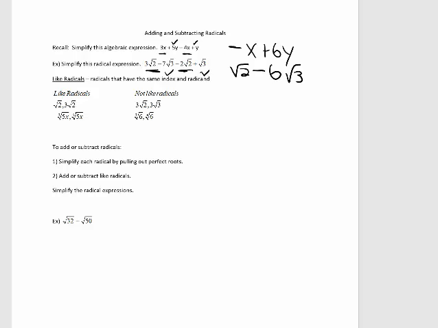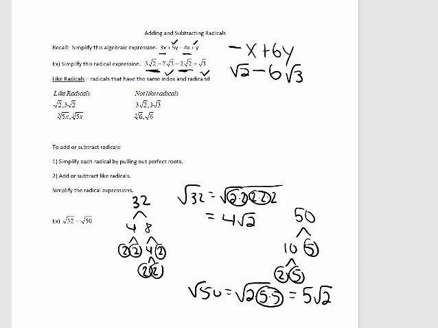So, to add or subtract radicals, we want to simplify each radical by pulling out perfect roots, and then we want to add or subtract like radicals. So, let's simplify the radical expressions. The very first example, these are not like radicals, but let's see if we can pull out any perfect roots.